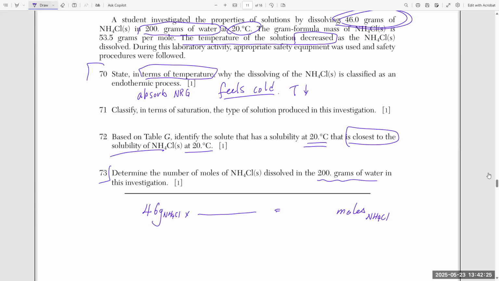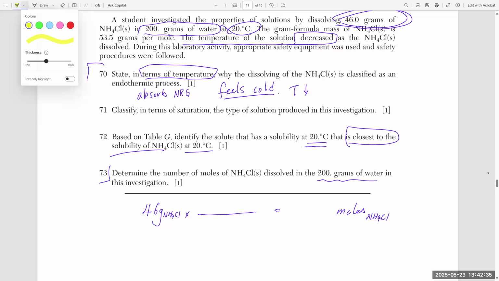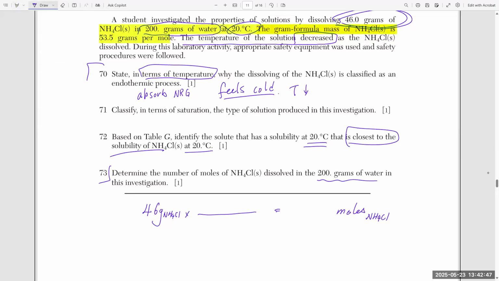But before you go running over to look for it, guess what? Do I have a highlighter here at all? I think I can make one. Oh, I do have one. Yay. Look at that. I've never used it, but let's go. Look at this. The gram formula mass is given to us. That's a terrible highlighter. Do you see that? All right, it's given to us. So what do we know? It's 53.5 grams per mole. Look at that. You don't even have to go look it up. You don't have to go calculate it. They gave it to us. How easy is that?